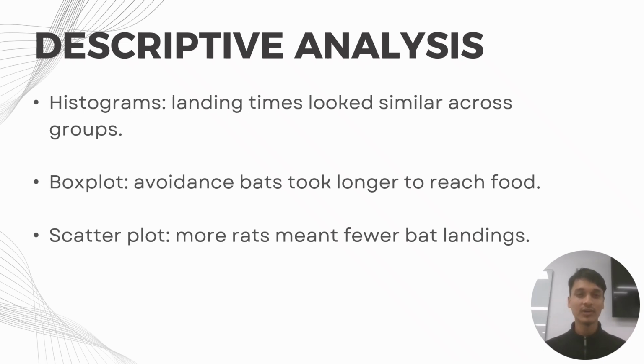First, we use histograms of landing times to explore patterns in bat activities. Next, we apply a box plot to examine whether bats tend to avoid interactions with rats. Finally, we use a scatter plot of landing time to analyze whether the presence of more rats influenced the likelihood of bats landing. Through these visualizations, we aim to better understand the relationship between bats and rats, and if they view each other as predators or competitors.